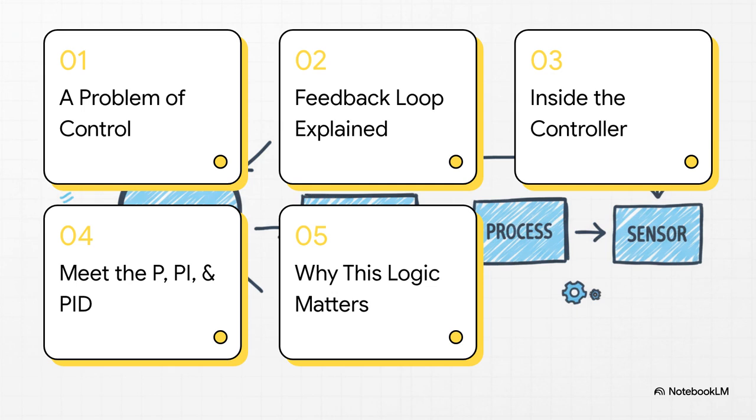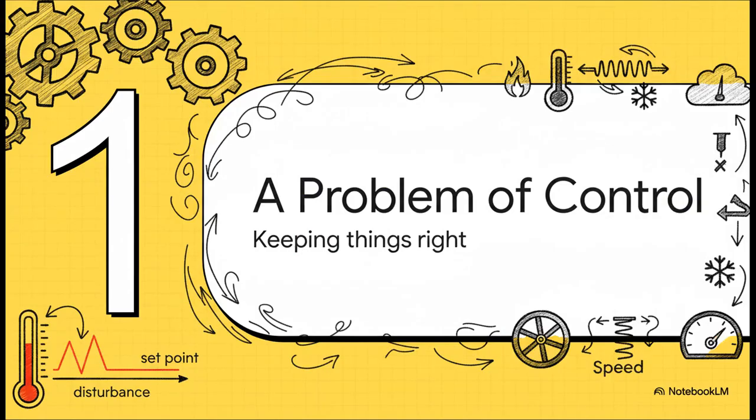All right, so here's our game plan. We're going to start with the fundamental problem that all these systems are trying to solve. Then we'll break down the really elegant solution, which is known as the feedback loop. We'll get to peek inside the brain of the operation, the controller itself, and we'll meet its three main personalities. And finally, we'll see why this stuff actually matters in, well, pretty much every part of our modern lives. So yeah, it all kicks off with this universal challenge.